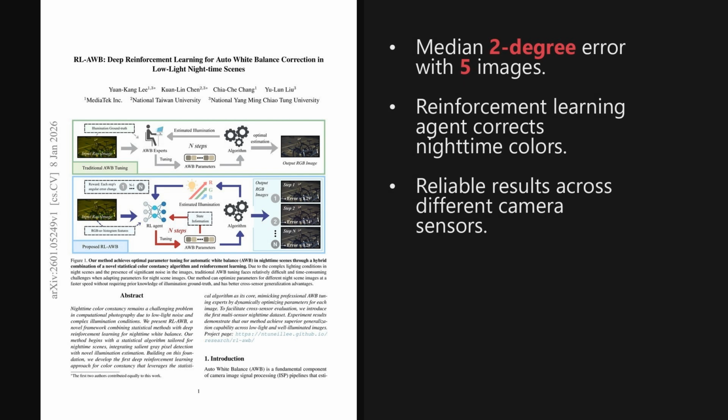Wrapping up, 2 key takeaways stand out. RL-AWB successfully bridges the gap between statistical stability and deep learning adaptability. By using reinforcement learning to dynamically tune a traditional algorithm, it achieves state-of-the-art accuracy in difficult nighttime scenes, even with minimal training data. This highlights the potential of hybrid systems to solve complex imaging challenges where pure deep learning often struggles.